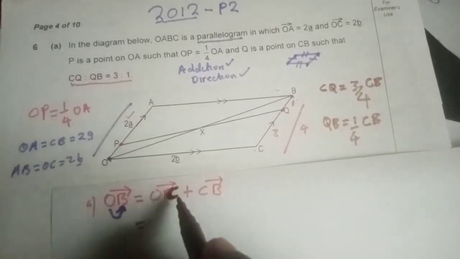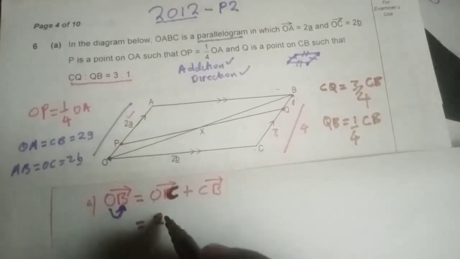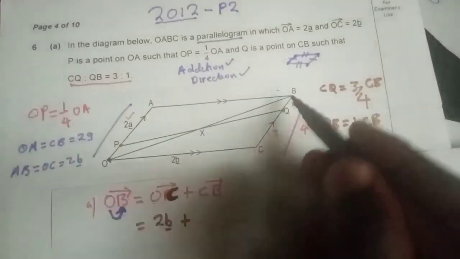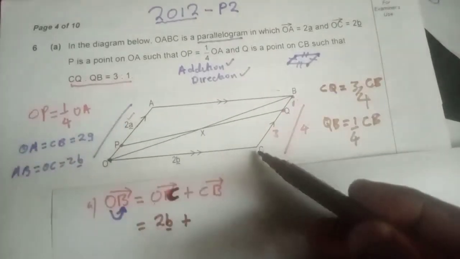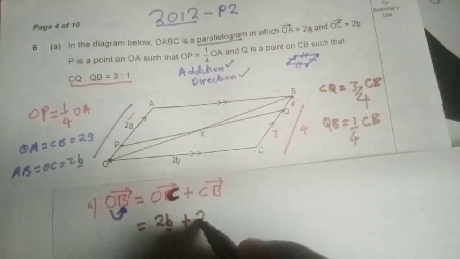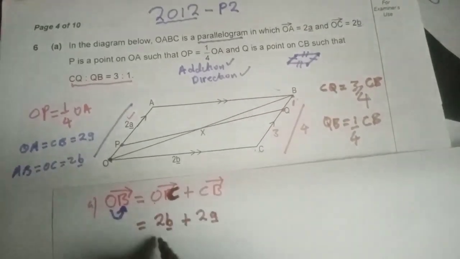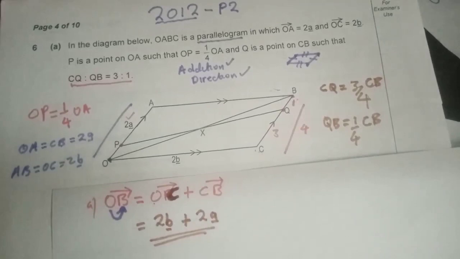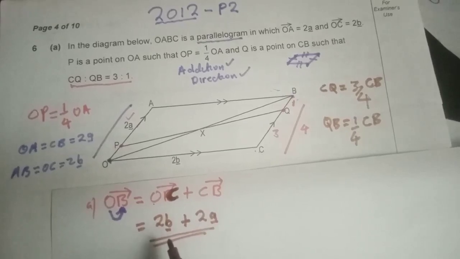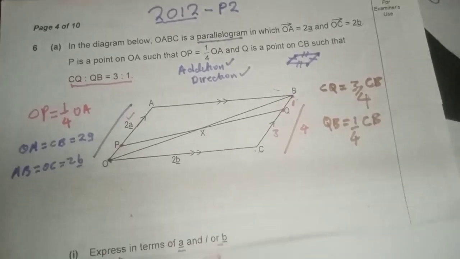So OC, what is OC? OC is simply 2b, plus what is CB? We said CB is the same as OC. It's a parallelogram. So 2a, and this is our answer. As simple as that. We cannot simplify this any further.